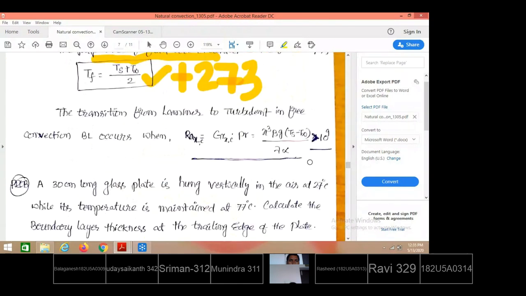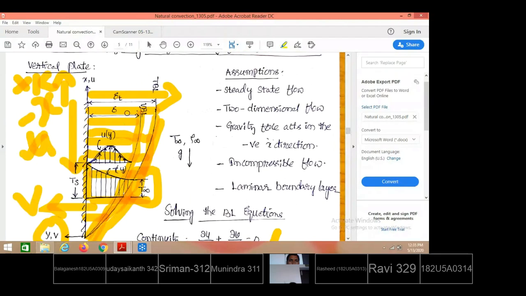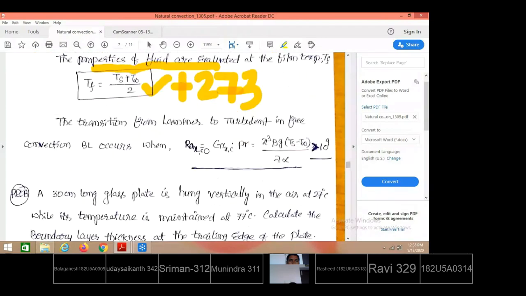So how do you decide over a vertical plate whether the flow is laminar or turbulent? While the flow is happening in the upward direction like this, to decide whether it is in the laminar or turbulent region, we need to estimate the Rayleigh number. Already we have told that the Rayleigh number is the product of the Grashof number and the Prandtl number. If the Rayleigh number estimated at any height of the vertical plate is less than 10 to the power 9, we say that laminar flow is taking place within that height. If it is greater than 10 to the power 9, we say that the fluid has entered into the turbulent region.